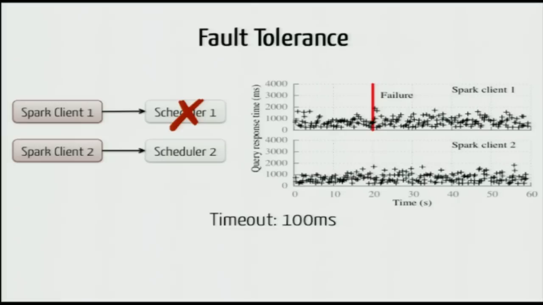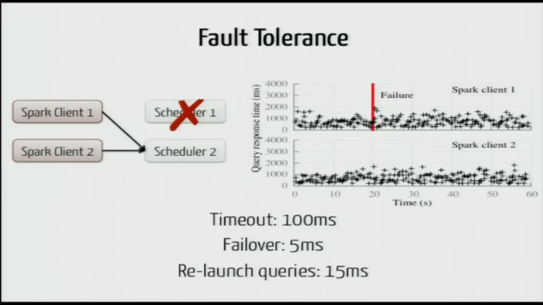The Spark client just uses a simple timeout to detect the failure, which happens within 100 milliseconds. In 5 milliseconds, the Spark client fails over to the second scheduler, and within 15 milliseconds, it's able to resubmit all of the outstanding queries. So this entire process of failover happens in only 200 milliseconds, and it happens so quickly that only 2 queries were in flight during the failure. So only 2 queries are affected by this failure, and we're able to fail over quite quickly.